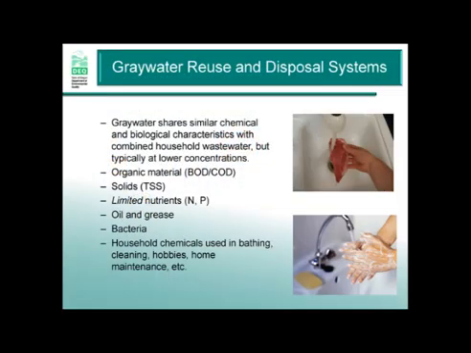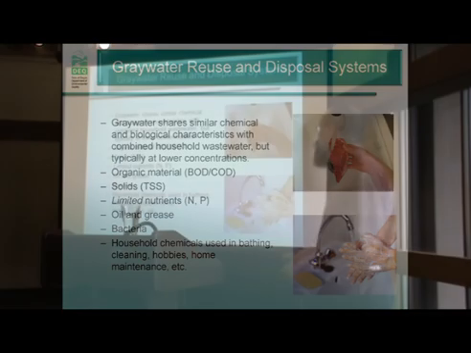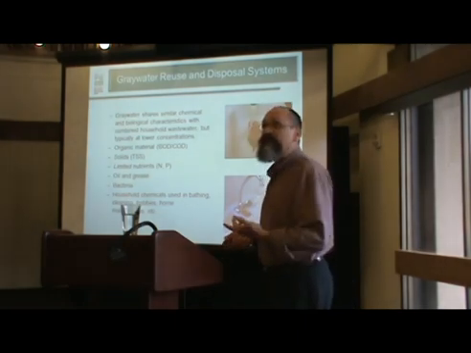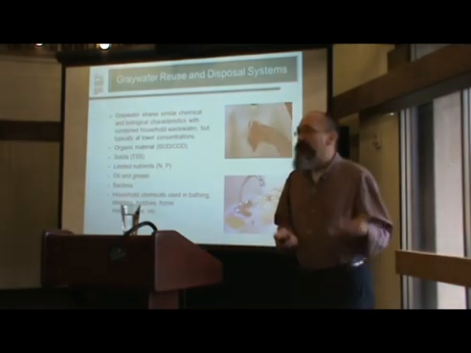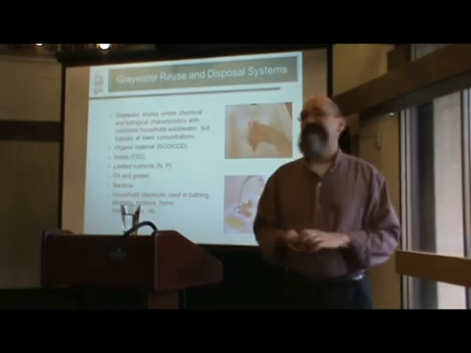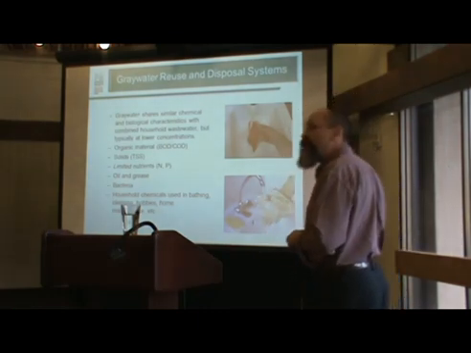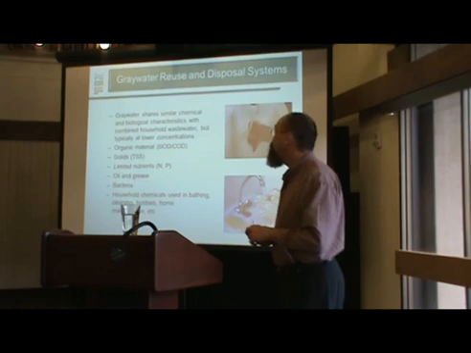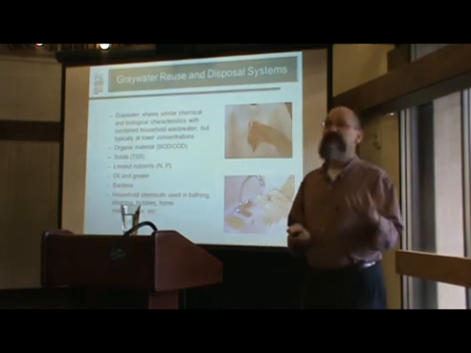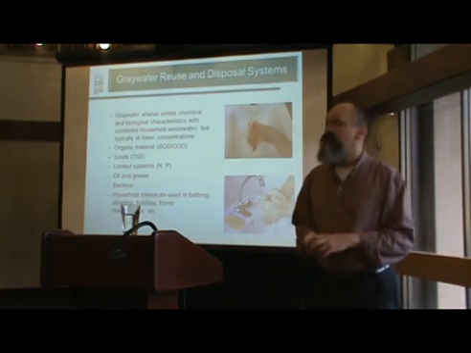So what's in gray water? Gray water shares very similar chemical and biological characteristics to combined household wastewater, but at lower concentrations. So there is organic material, which we measure as biochemical oxygen demand. That's the technical term. There's a lot of solids. You can have some limited nutrients. So there is some nitrogen and phosphorus in gray water, but it's pretty limited.